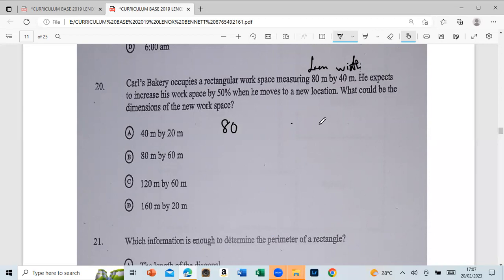So we have 80 by 40. And I want to increase by 50%. So 50%, that's 50 over 100. So we need to know by how much the increase is, right? 50% is like a half, right? So half of 80 is 40. So we're going to increase it by 40 more. So we add 40 to this. And we'll do the same thing for this. It's like a half of 40, which is what?